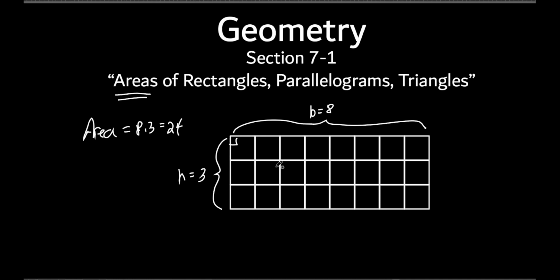And we have 24 squares. Let's say this was in inches. That's 8 inches. So these squares are 1 inch by 1 inch.